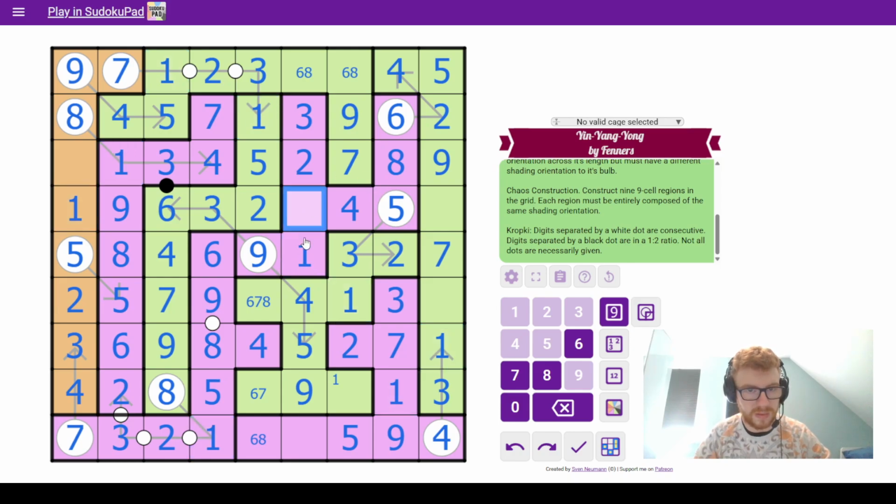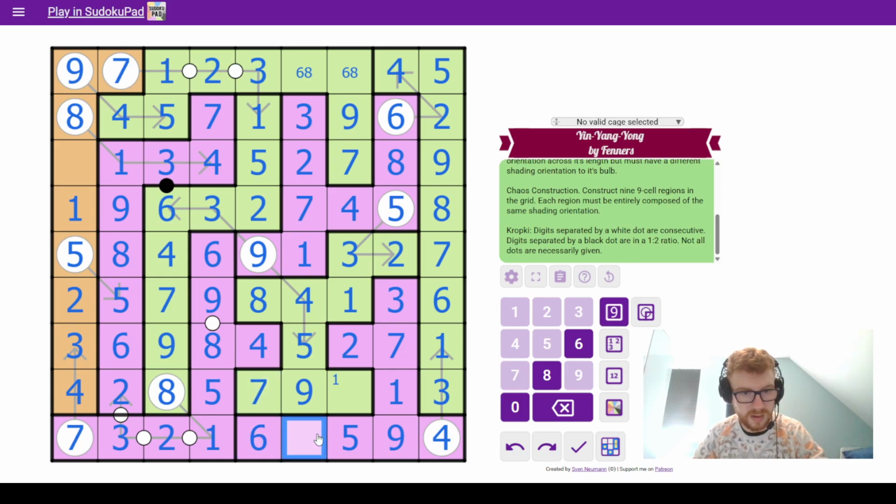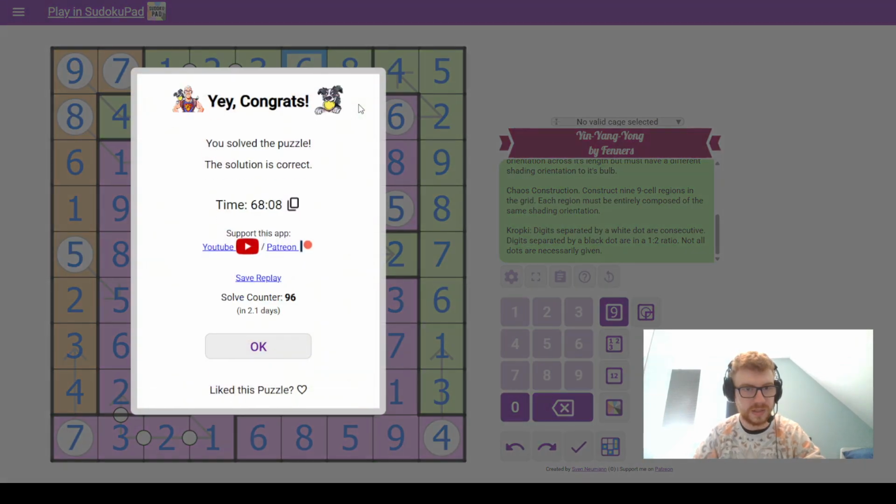Now, what am I missing in this region? It's a 7. And I'm missing in this row an 8. What am I missing in this region? It's a 6. Now I'm missing an 8 there, a 6 there, a 7 there, an 8, a 6, a 6, an 8, and a 6.